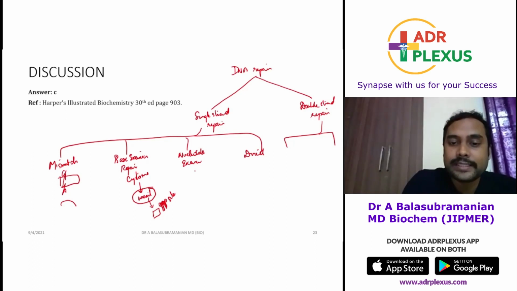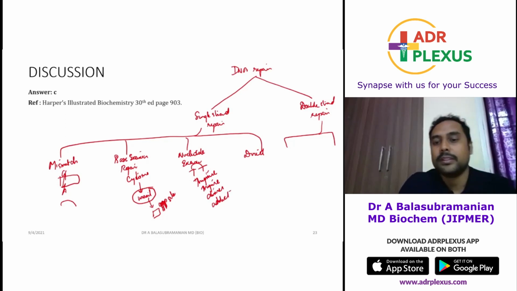In nucleotide excision repair, the pathophysiology is that nearby two thymine residues are there. These two will form a dimer instead of binding with A. So T should bind with A, no. Instead of binding with the complementary nucleotide, these two will form a thymine dimer adduct. This will happen when the DNA is exposed to UV rays.